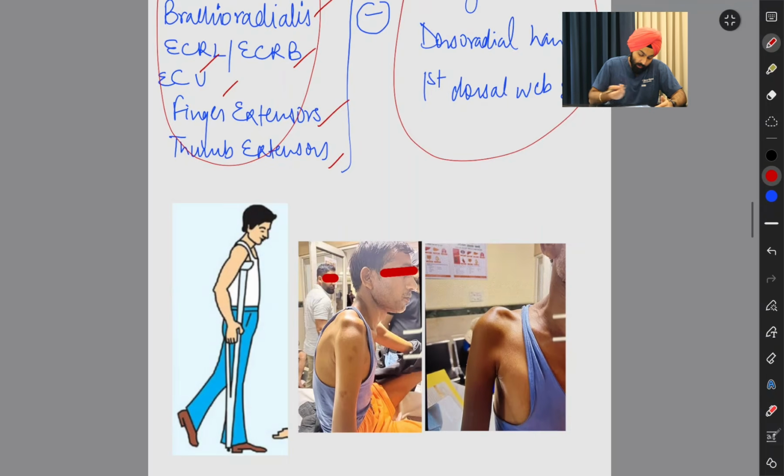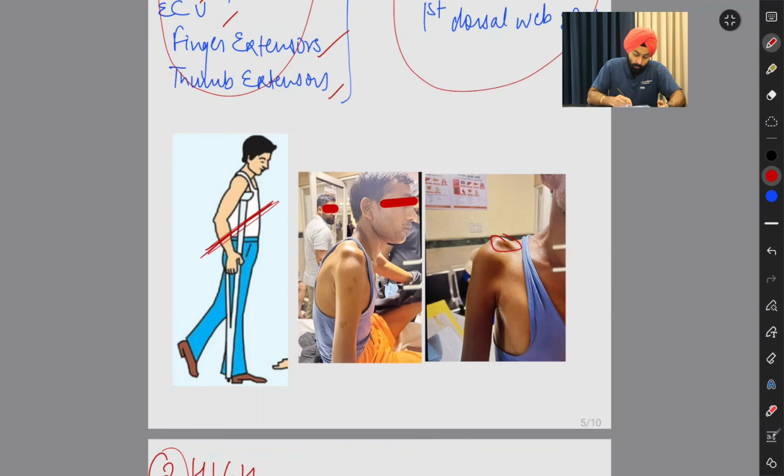Okay, so this is an example of how a crutch, so ultimately if due to the improper sizing or the wrong way of usage of the crutches, the patient can get compression of the radial nerve around here and ultimately crutch palsy can occur.